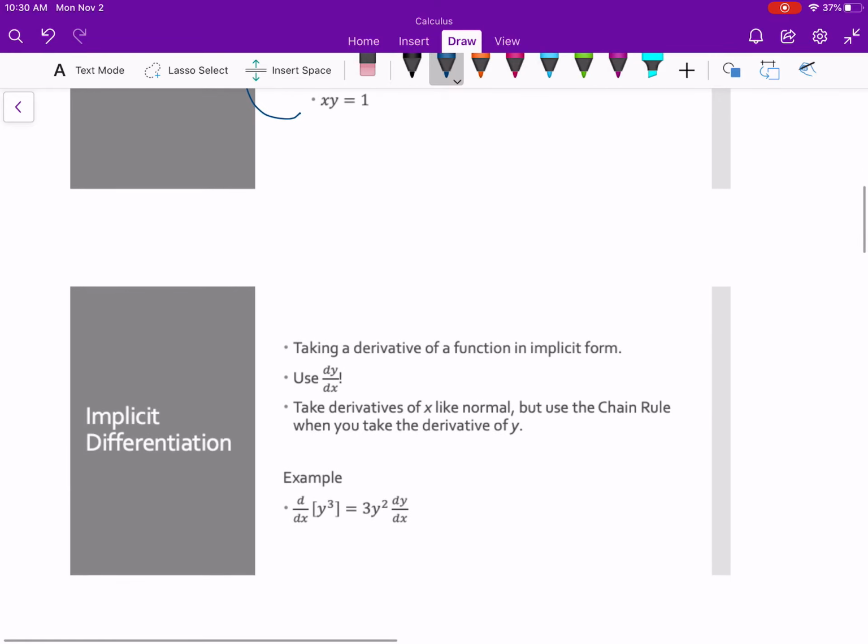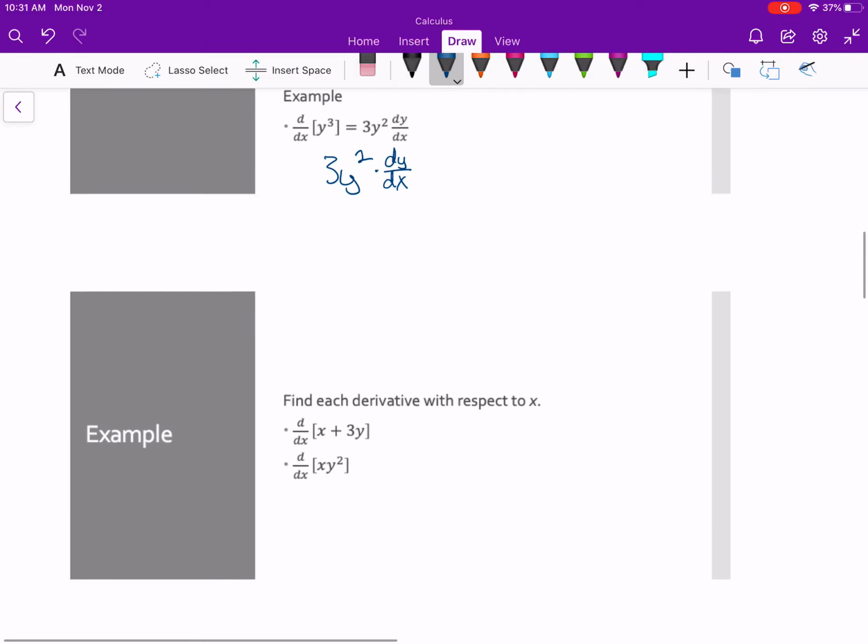So when we do implicit differentiation, we're taking the derivative of a function in implicit form. Like I said, we're going to use dy dx. You're going to take the derivatives of x like normal, but use the chain rule when you take the derivative of y. So to find the derivative with respect to x, d dx of y cubed, we do our power rule like normal. We bring down the 3 and then raise it to a 1 less. But then, since it's not an x, we're going to multiply by dy dx. That's saying times the derivative of y with respect to x.